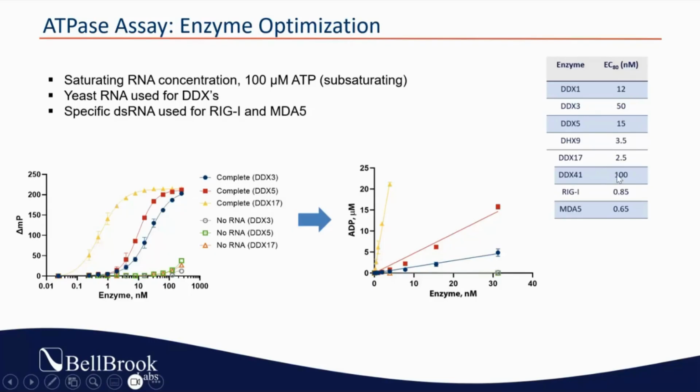So you can see that for most of them, it's low nanomolar. For some it's nanomolar. DDX41 is one of the slower enzymes. But all of these are low enough that you can accurately measure the potency of nanomolar inhibitors. And also that you're not going to be running through a ton of enzyme in a screen that requires a lot of wells. So we think of those things when we optimize these assays. Let's just mention briefly that RIG1 and MDA5 have to use specific substrates. They don't function well with the yeast RNA.